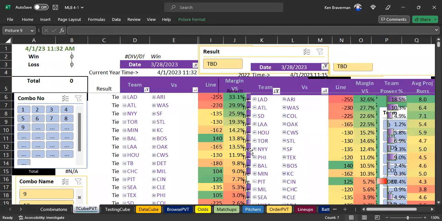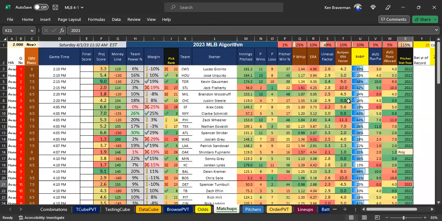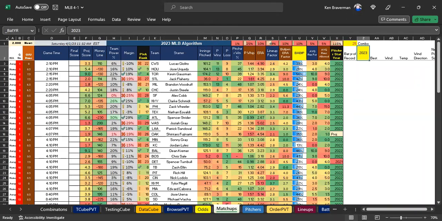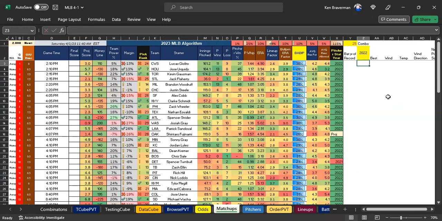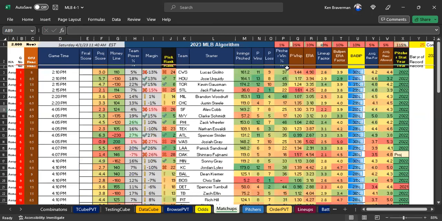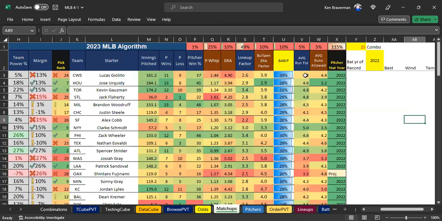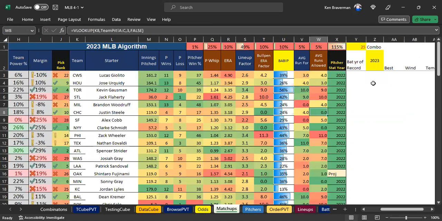How did I get there? I added something to the file. I allow you to toggle now by stat year when it comes to team stats, which are these pieces of information: bullpen ERA factor, BABIP, crazy batting number, average runs for, average runs allowed, 2022, 2023. So now you can switch between them.